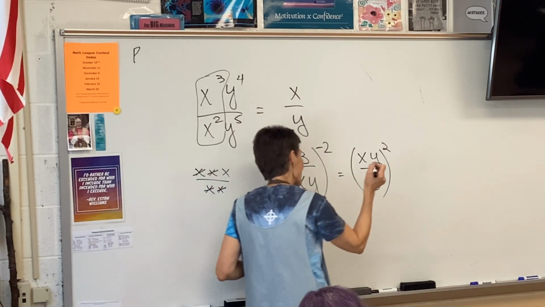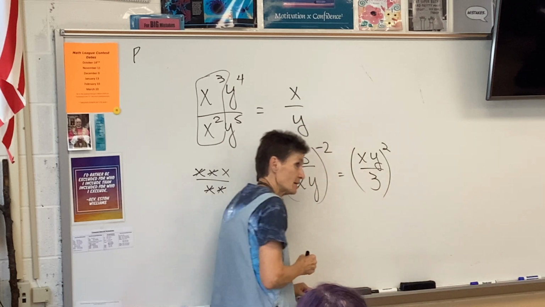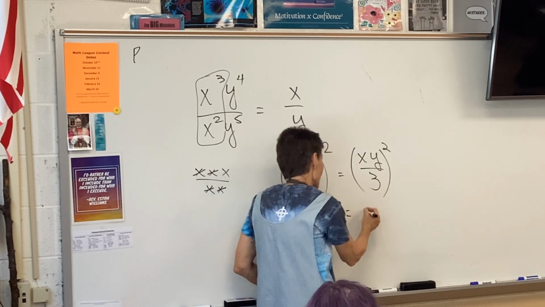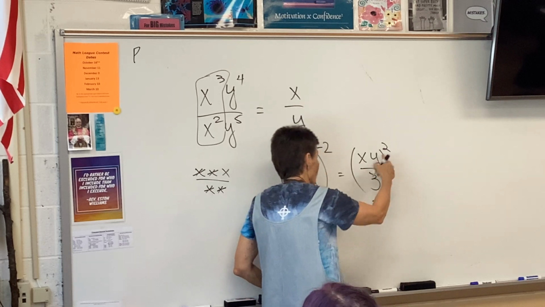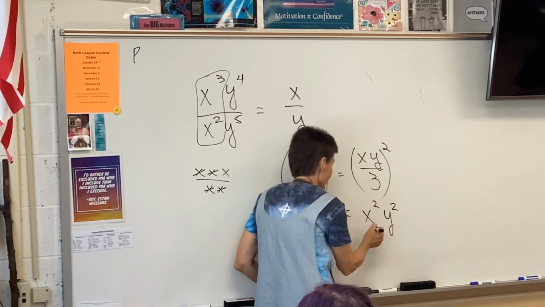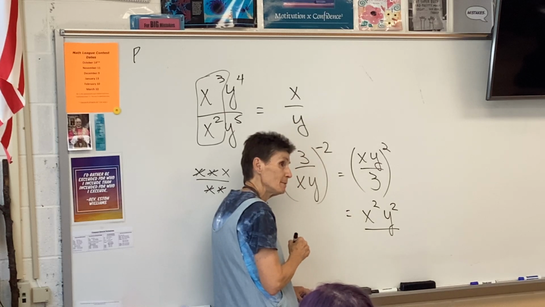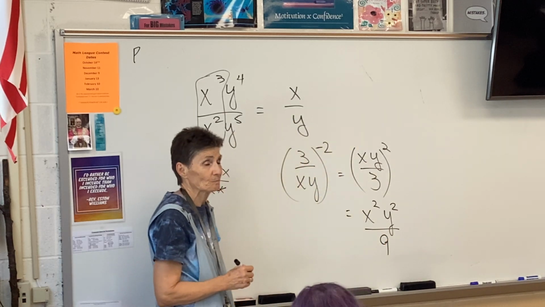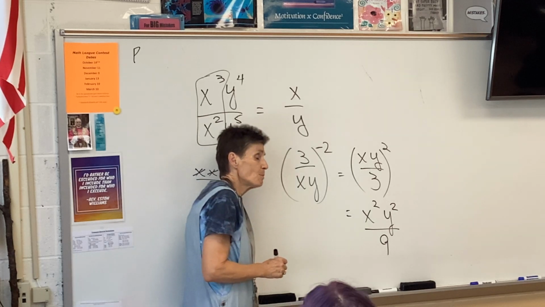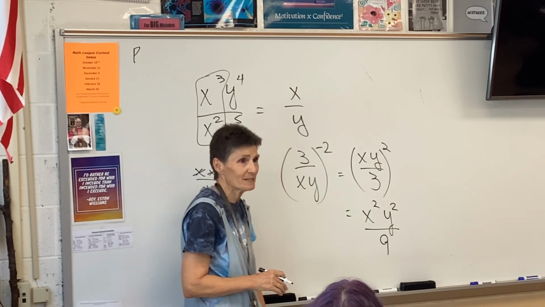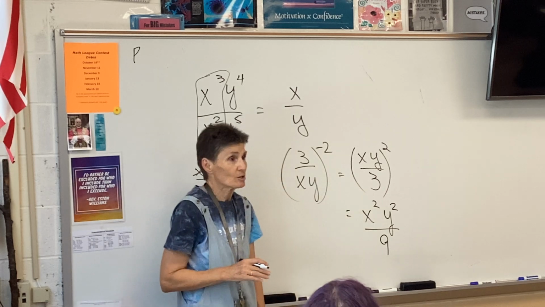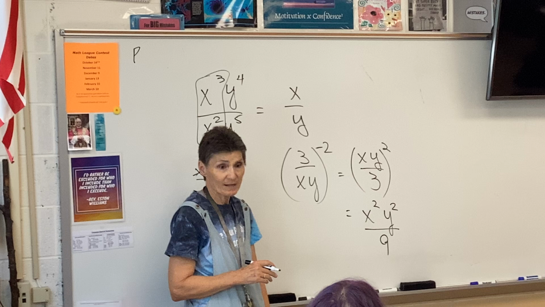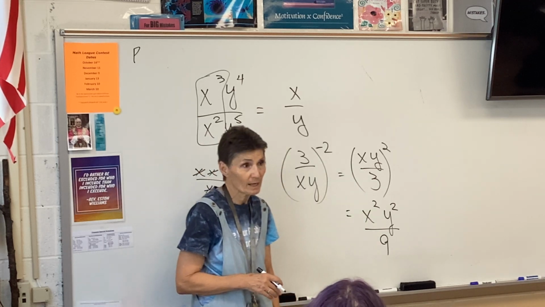Now, everything in there is gonna be squared. So obviously, we're gonna have x squared, we're gonna have y squared, and we're gonna have what on the bottom? 9, 3 squared. There's your answer. I would suggest, and math can be done lots of different ways, but I would suggest that you take care of negatives first. If your problem has a negative exponent, deal with it, okay?